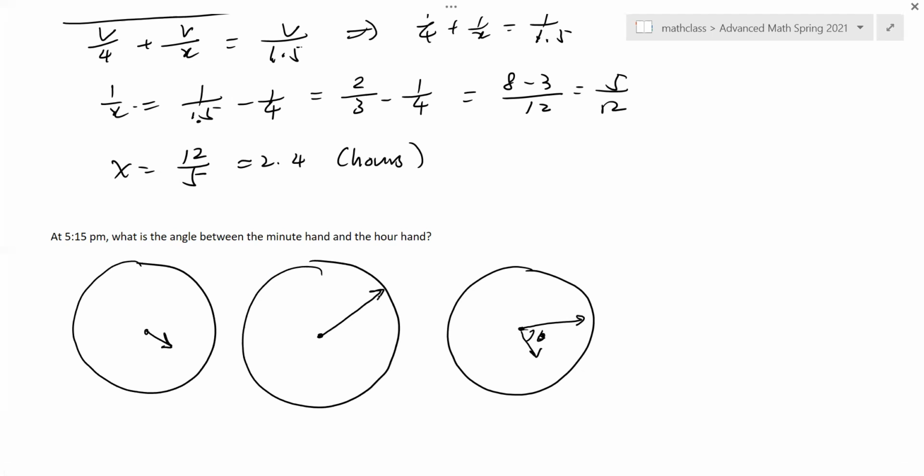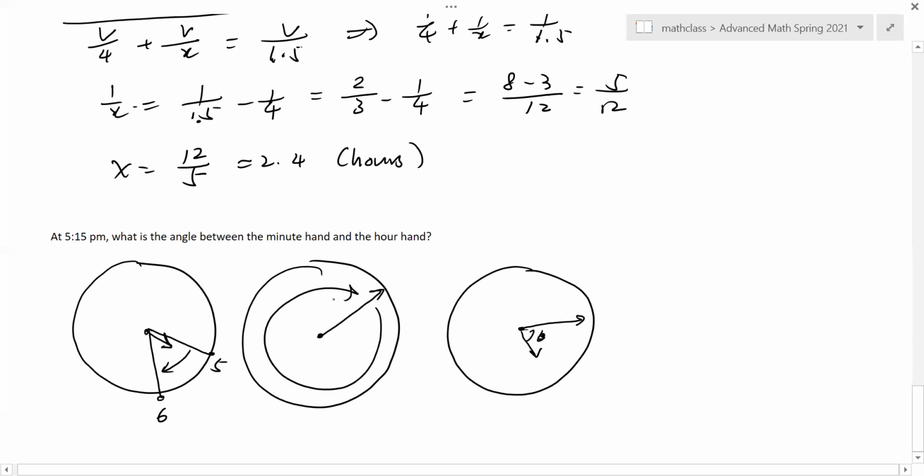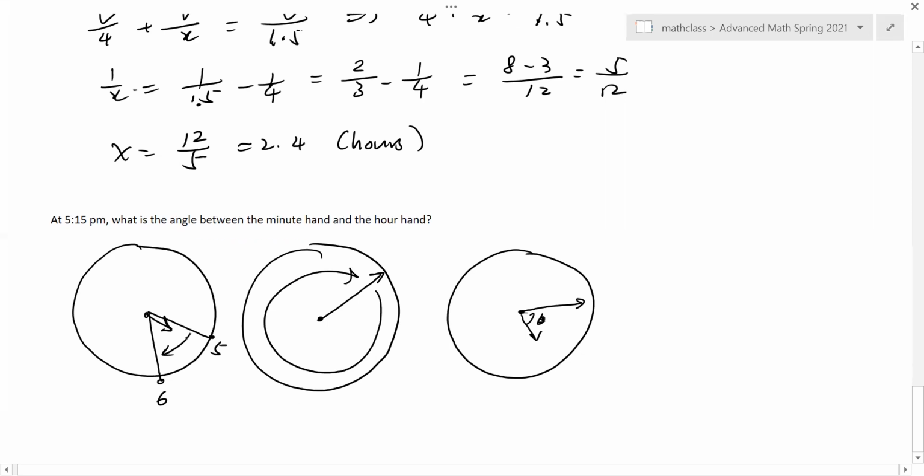This is 5 o'clock, this is 6 o'clock, right? So this angle, when you rotate the minute hand to complete one circle, the hour hand only rotated how many degrees? How many degrees? Right? 60 degrees, right? Or 30 degrees.